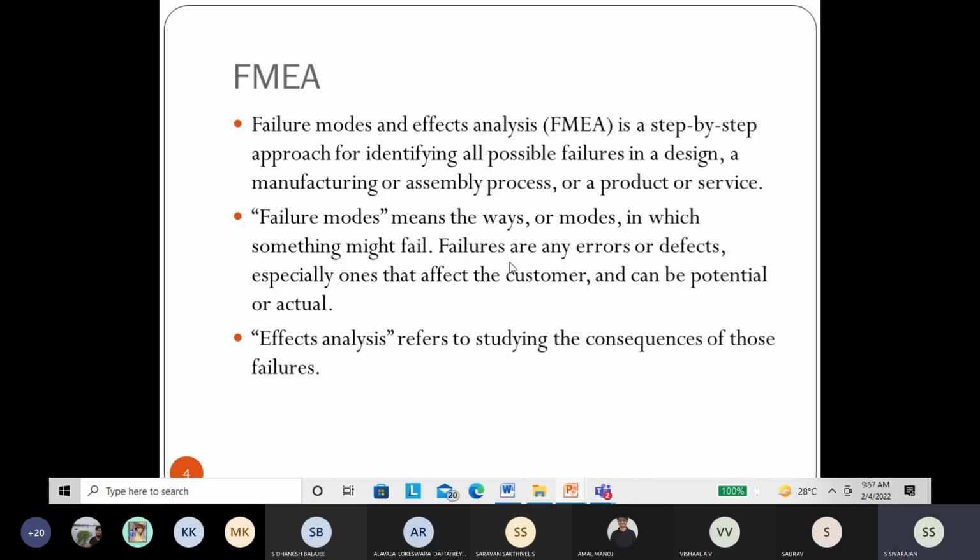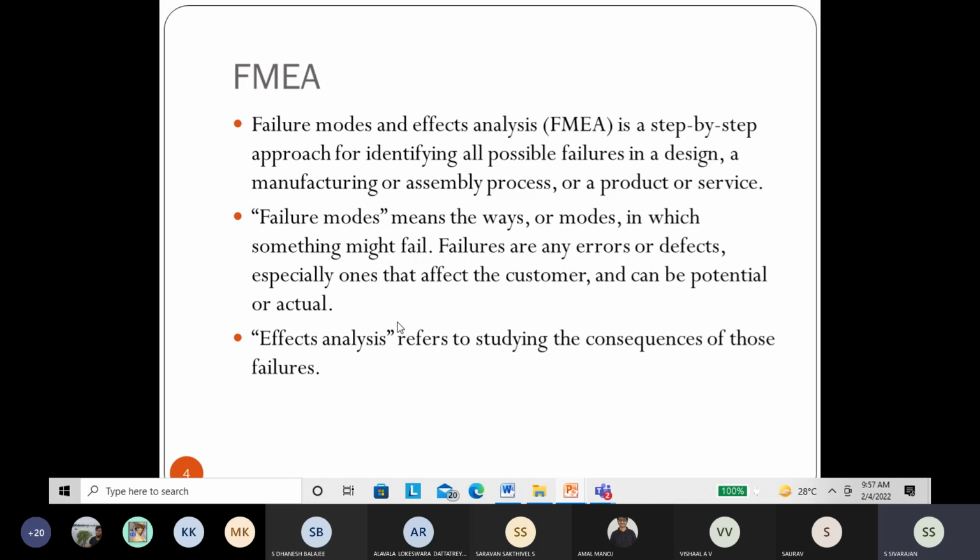Failures are, you know what is a failure. So what are any error, defects, especially the ones that are, because here we are not using the word effect. Instead of effect, we are using the word failure mode. The defects, especially the crucial ones which are affecting the customer, can be potential or actual. The effect analysis refers to studying the consequences. That's what, whether it is severe, whether it is detectable, or whether it is frequently occurring or very rarely occurring. So we are studying the consequences.